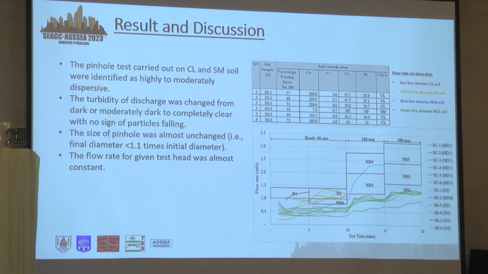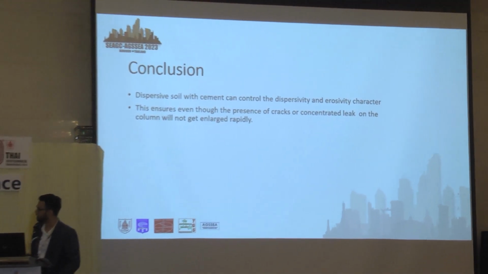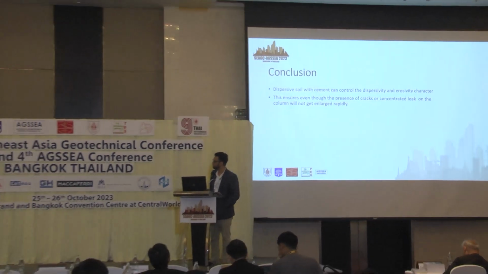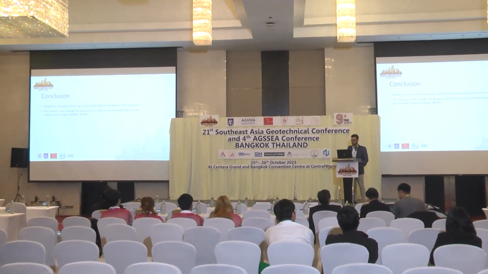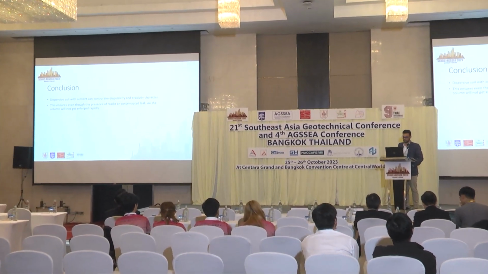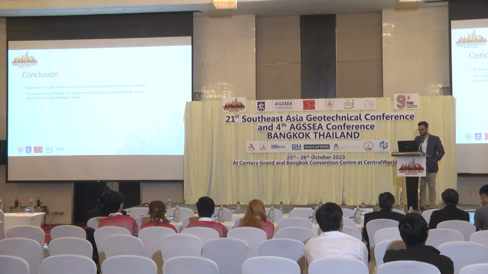So in the conclusion, we can say that the dispersive soil with the cement can control the dispersivity and the erosivity characteristics of the soil. And this also ensures that when there is internal erosion or a concentrated crack in the column, it will not enlarge rapidly.